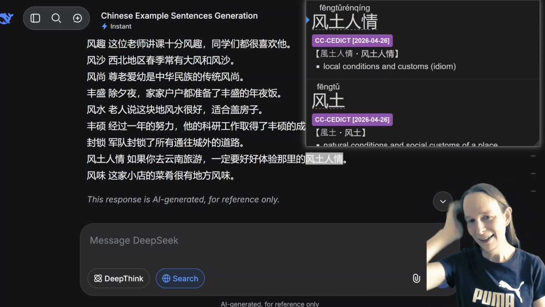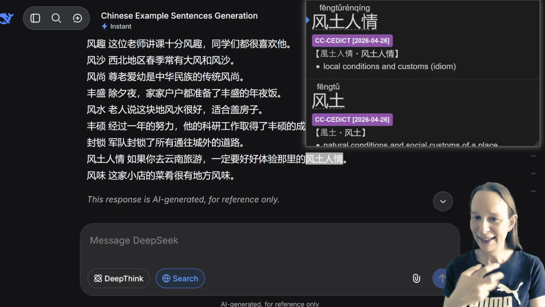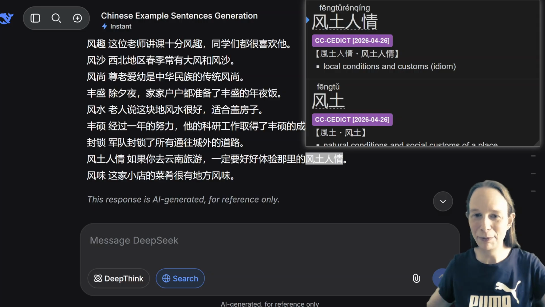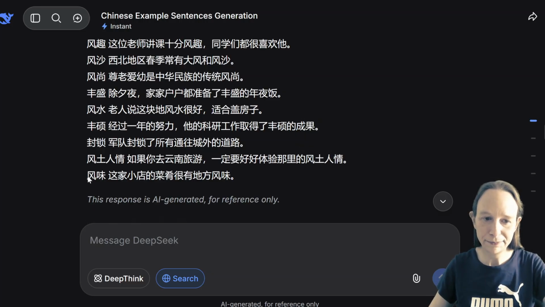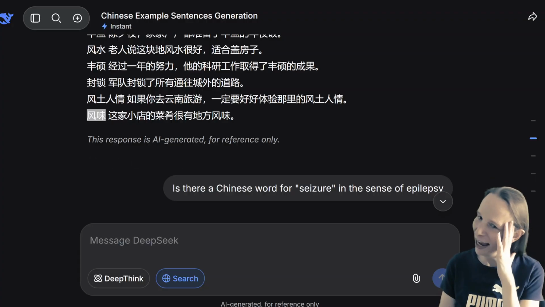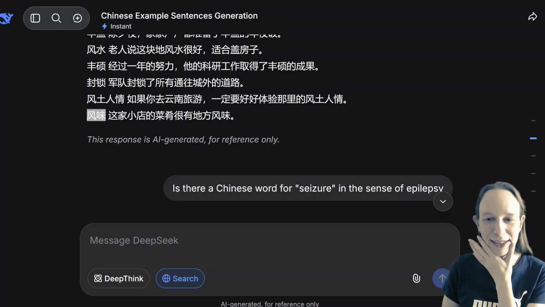风土人情. It also refers to things like, I don't know, the food they eat, the songs they sing, the dances and whatever performances. 风土人情. 风味. Yeah, so this is kind of flavor, but in the sense of a kind of vibe of something, not a literal flavor.